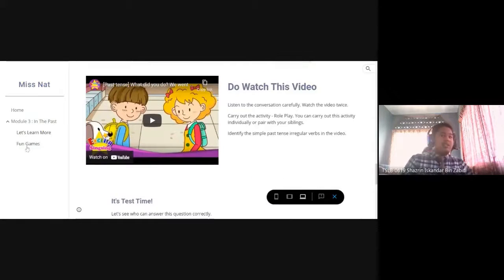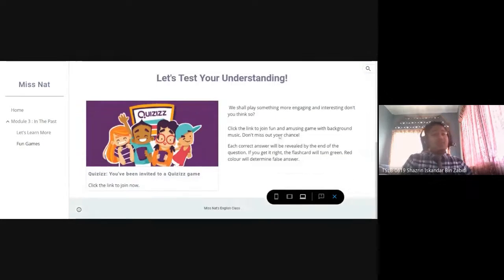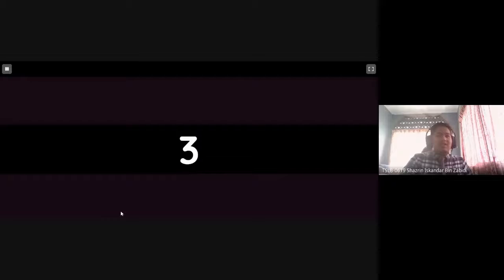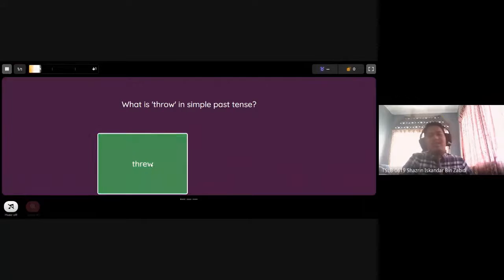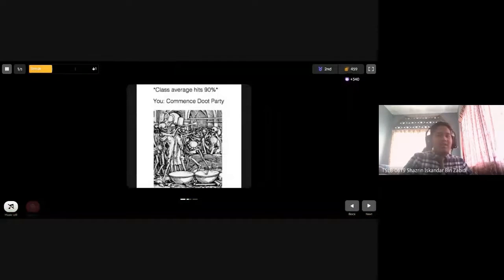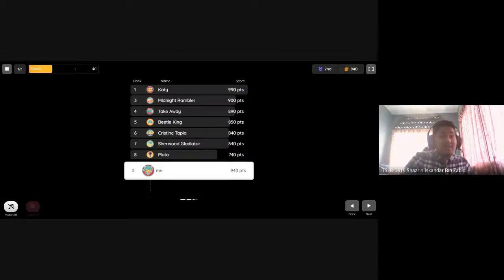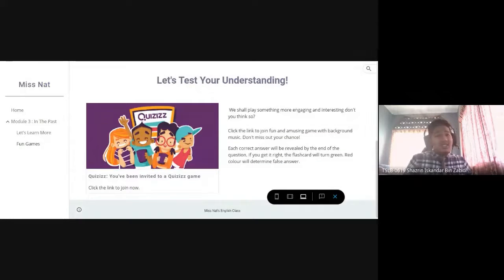The next part will be a game, where we use quizzes. Quizzes have very interesting features that encourage students to participate more. For example, there are animations and music, and also colorful options, and there is also an element of competition among the students. So that is it for require learner participation.